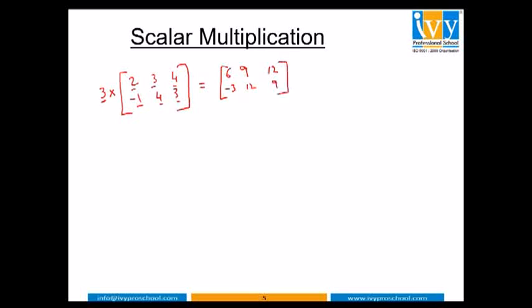We can also do some division. Suppose 27, and I want to divide it by 3. So this will result in the first element being 1, second element being 3, 9 divided by 3 is 3, the third element being 2/3, and the final element being 9.